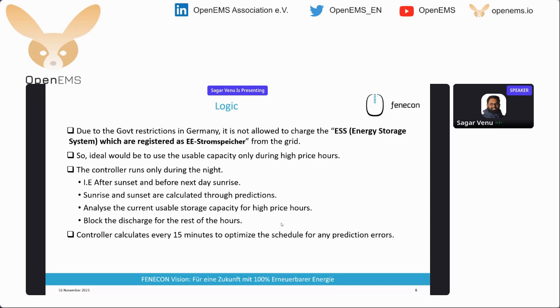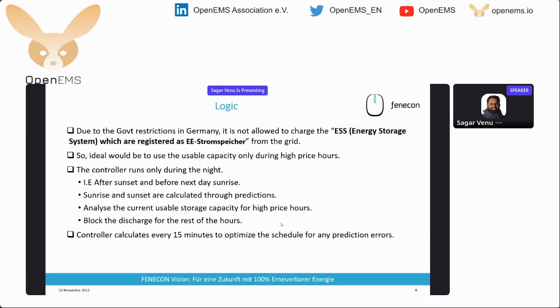So the best thing to do is to use the storage system in such a way that the usable capacity is used efficiently, which means using it only during the high price hours for consumption. To differentiate high price hours from low price hours, it depends a lot on the predictions.